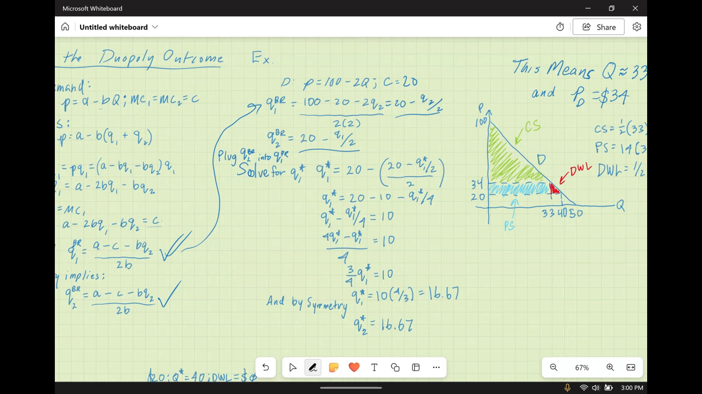So 20 minus Q1 star over 2, because that's firm two's best response, and then divided by 2, and then solve for Q1 star here. And when you go through the math and you solve for Q1 star, what we get is that the optimal quantity for firm one, which is a response to the optimal quantity for firm two, is going to be 16.67. And then, of course, because everything is the same for firm two, they have the same marginal cost, their optimal quantity is also going to be 16.67.